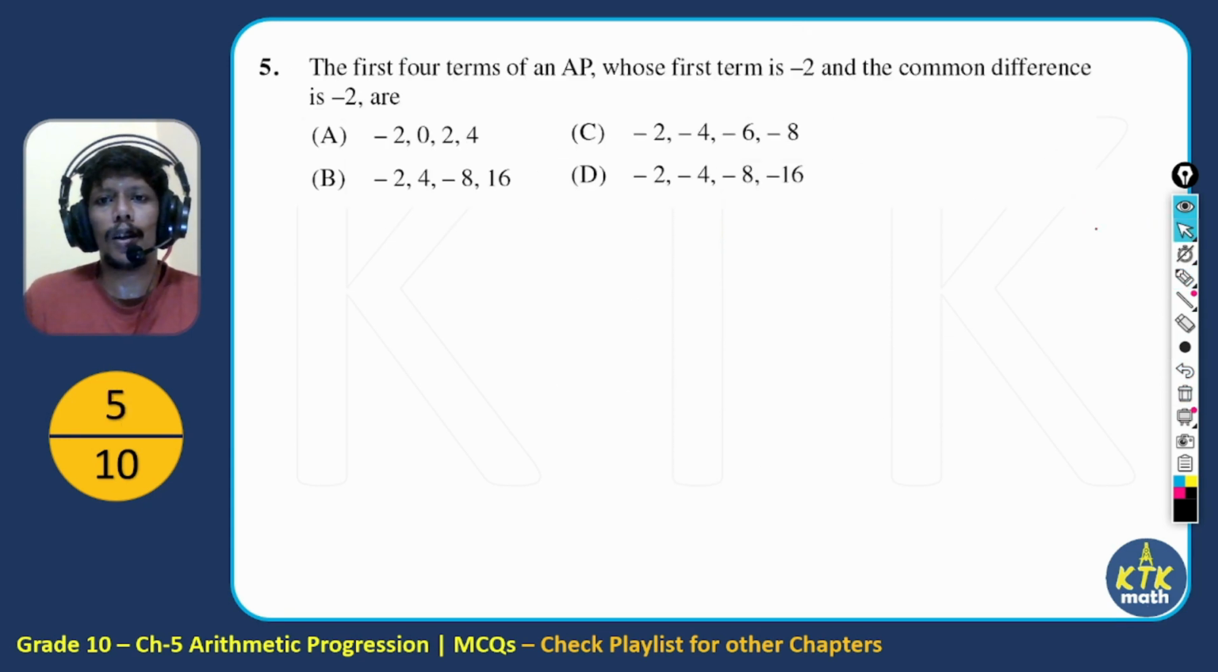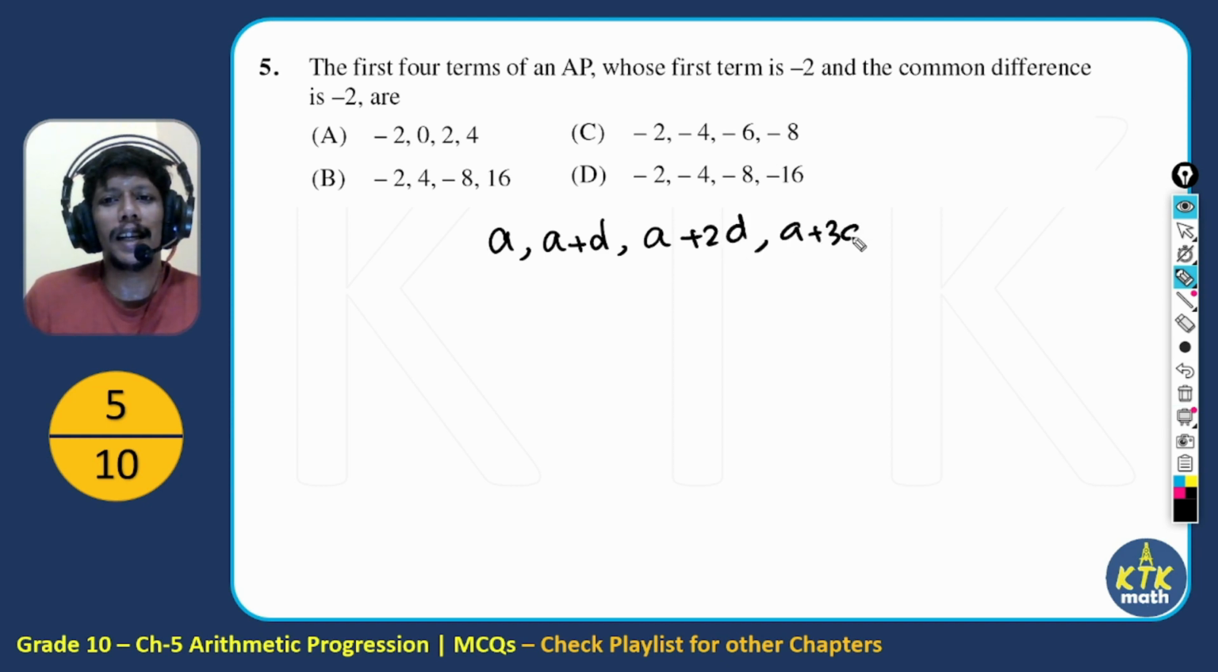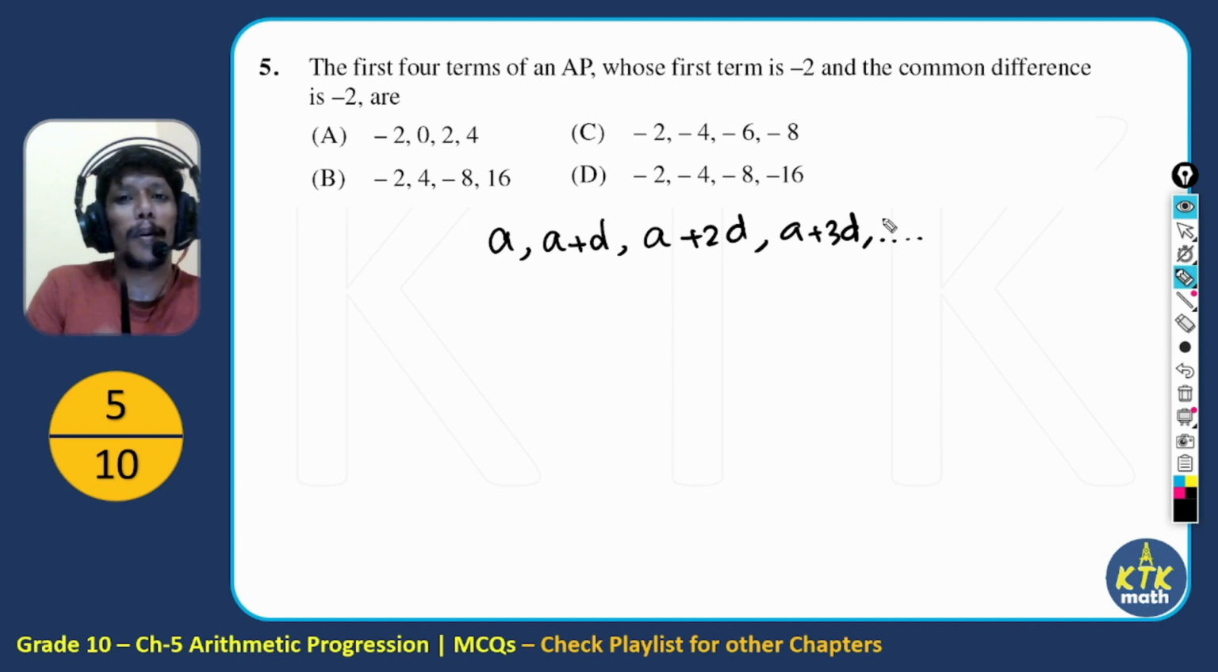The first four terms of an AP whose first term is -2 and common difference is also -2. So the general form of the sequence of your AP, that is when you are writing the terms, you should write A, then A plus D, then A plus 2D and A plus 3D, because the difference is going to be positive or negative based on your AP increasing or decreasing.